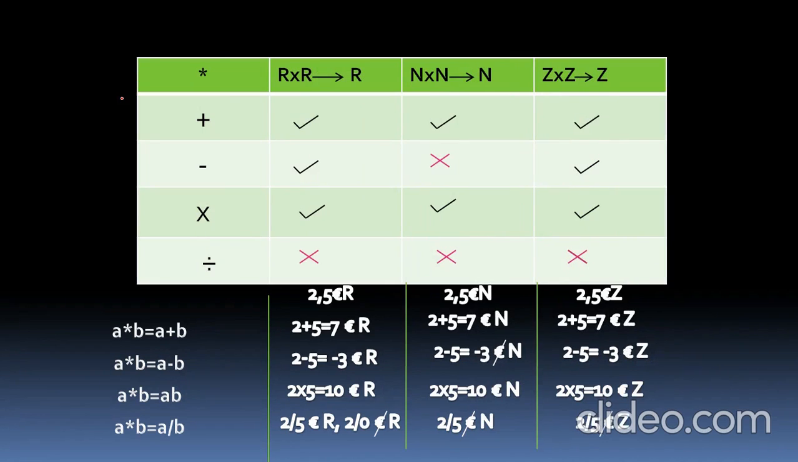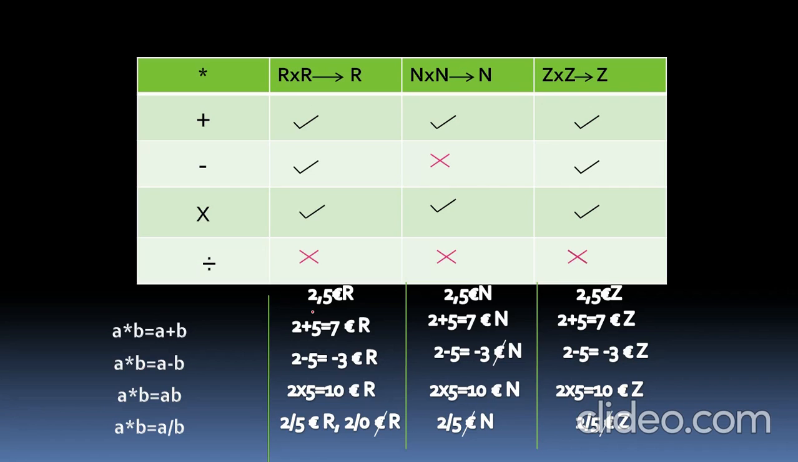Now consider this table. Here we are given 4 operations: addition, subtraction, multiplication and division. And we are given 3 sets: set of real numbers, set of natural numbers and set of integers. So here we will check whether these operations are binary operations on the given sets or not. So let us start with the set of real numbers and consider the operation addition.